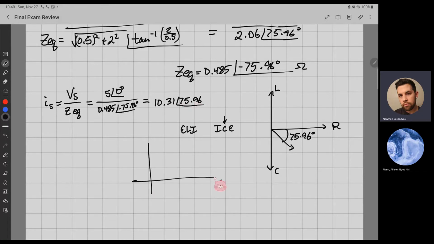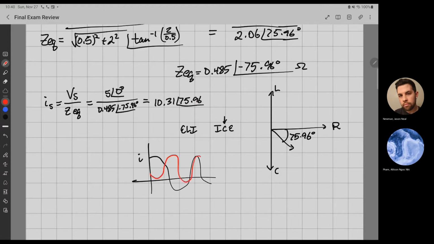And what that looks like on the graph is basically, say this is your current and this is your voltage. Oh my God, it's terrible. So your current would peak first. It would peak first before the voltage. That's all that means. When you see leading or lagging, you just look at which one hits its maximum amplitude first.